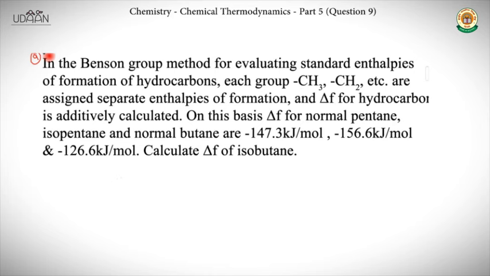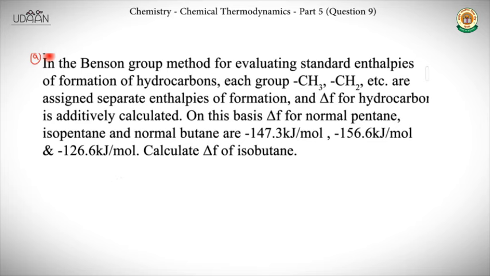On this basis, the heat of formation, which is delta F, for normal pentane, isopentane and normal butane are respectively minus 147.3 kilojoules per mole, minus 156.6 kilojoules per mole and minus 126.6 kilojoules per mole. Now your job is to calculate delta F, which is the heat of formation of isobutane.